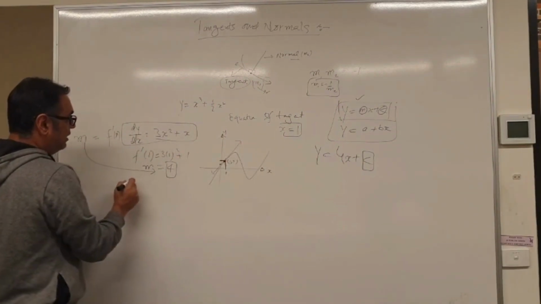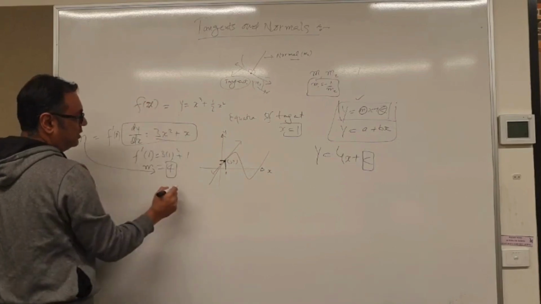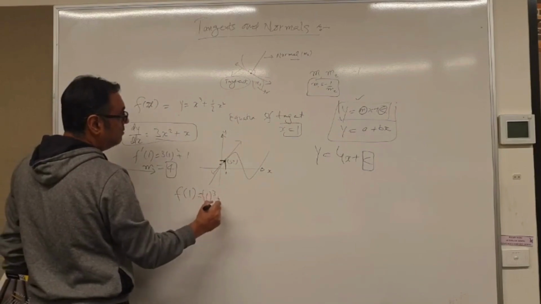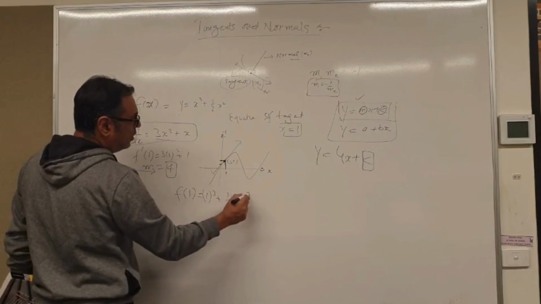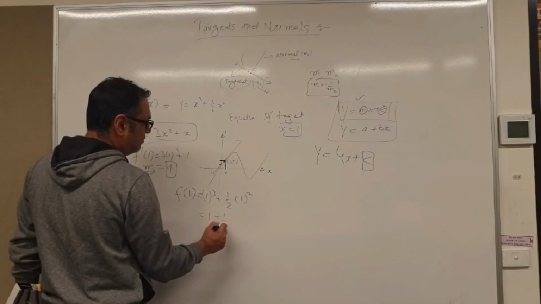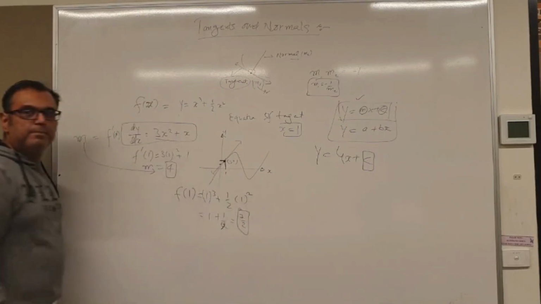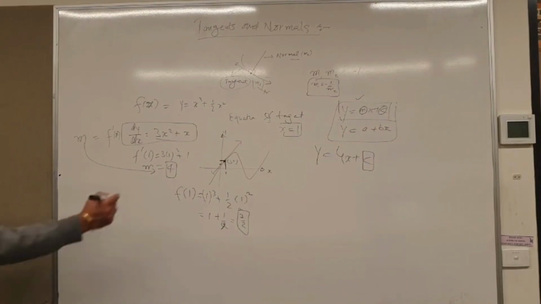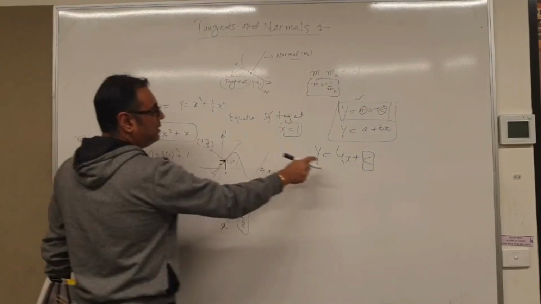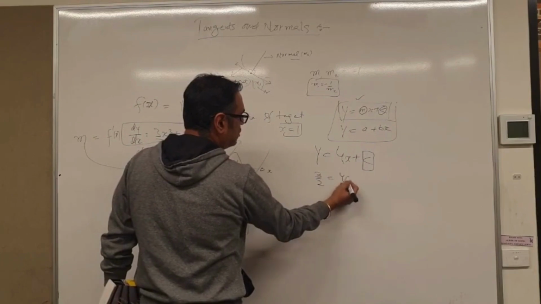So if this is my f of x, I'll find, okay, what is f of 1? 1 cubed plus half 1 squared. And what's that? 1 plus half, which is 3 over 2. Now I know the coordinates of this point here are 1 comma 3 over 2. Let's plug it into the equation of the tangent. So I'll say 3 over 2 equals 4 times 1 plus c.